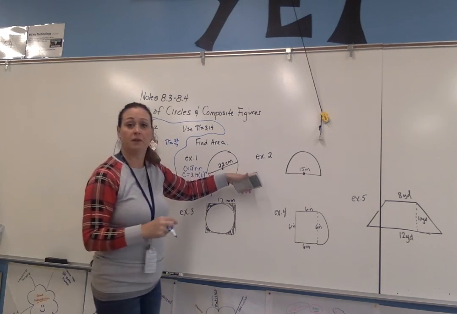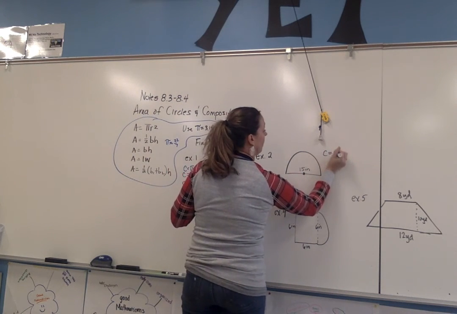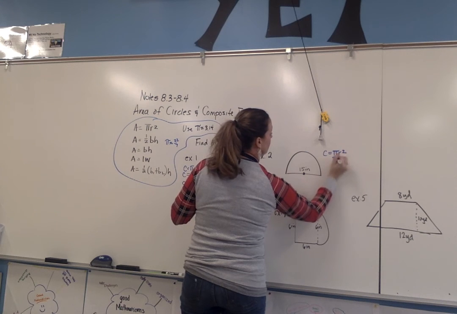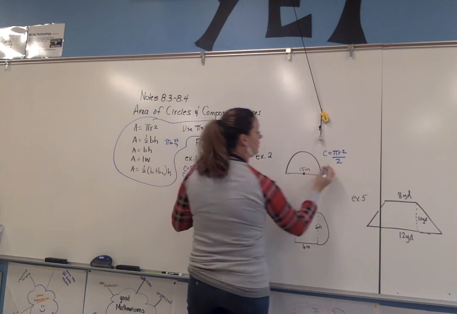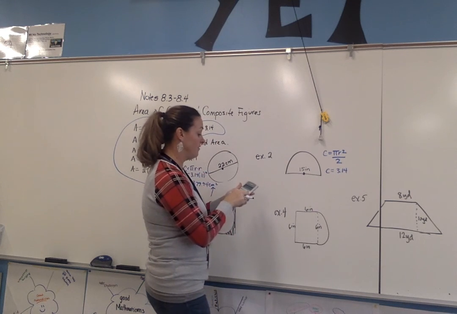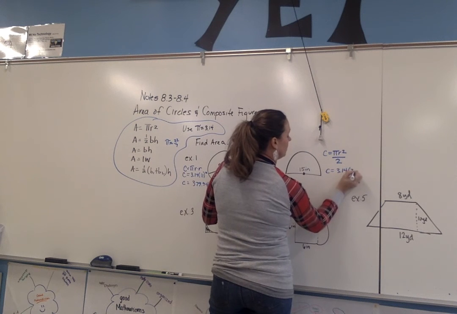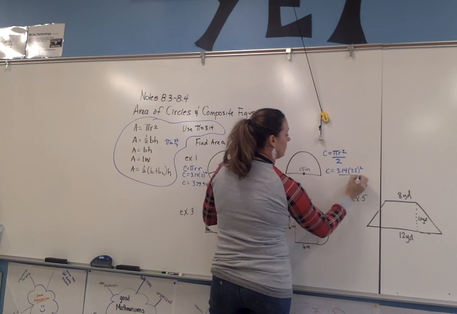In the second example, I'm finding the area of a semicircle. I start with my formula, pi r squared, and I'm going to take half of it because I only have half of that circle. I plug in what I know. Half of 15, if you don't know what it is, you can divide it by 2, it's 7.5. And I'm going to take 7.5 squared.